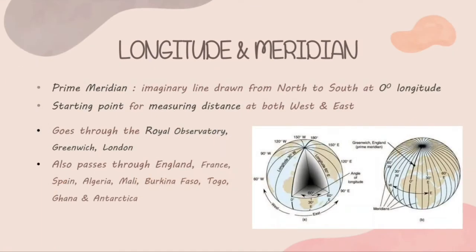Besides that, we have the prime meridian. So what is the prime meridian? The prime meridian is the imaginary line drawn north to south at 0 degrees longitude. It is the starting point for measuring distance both west and east around the Earth. The prime meridian goes through the Royal Observatory, Greenwich in London. This is why we sometimes call it the Greenwich line. However, the prime meridian also passes through England, France, Spain, Algeria, Mali, Burkina Faso, Togo, Ghana and Antarctica.